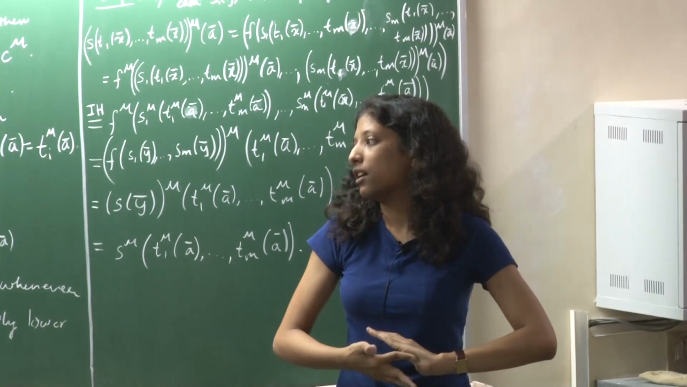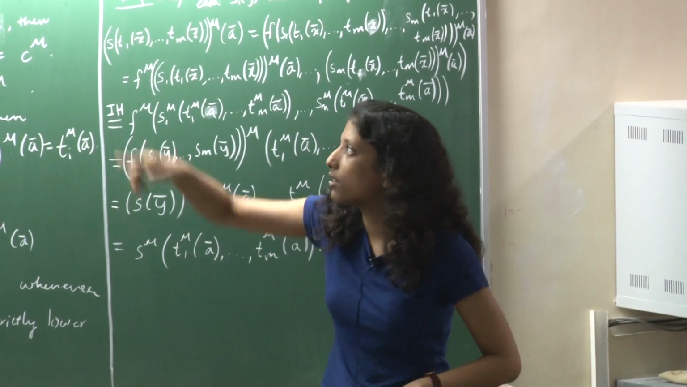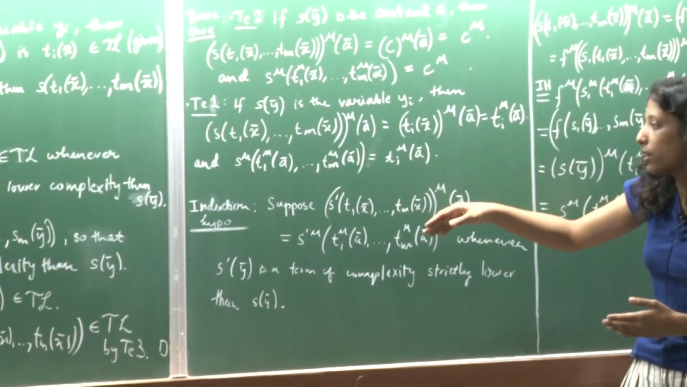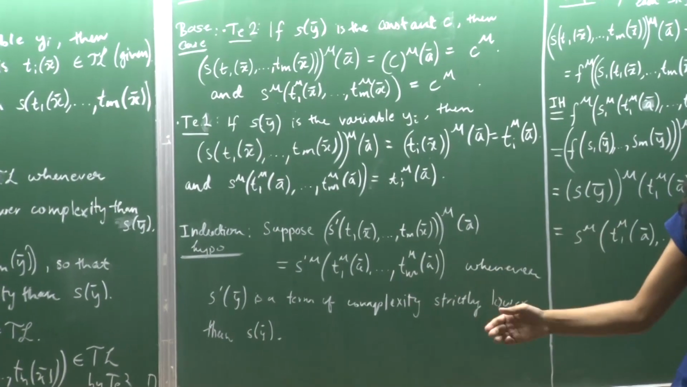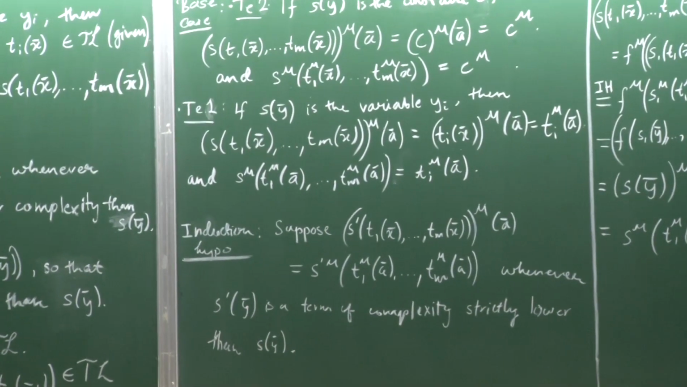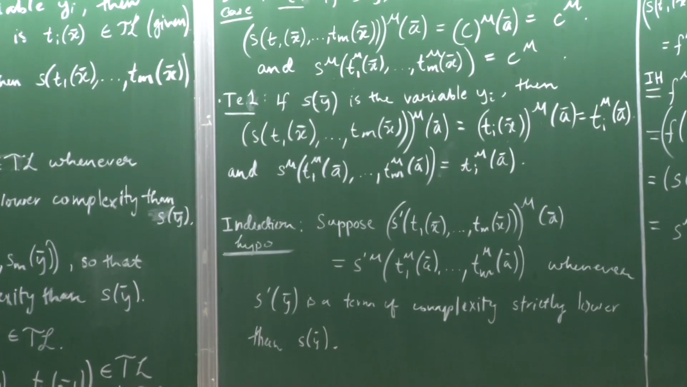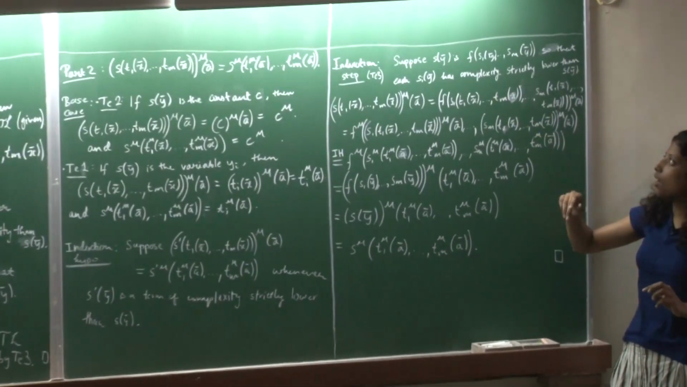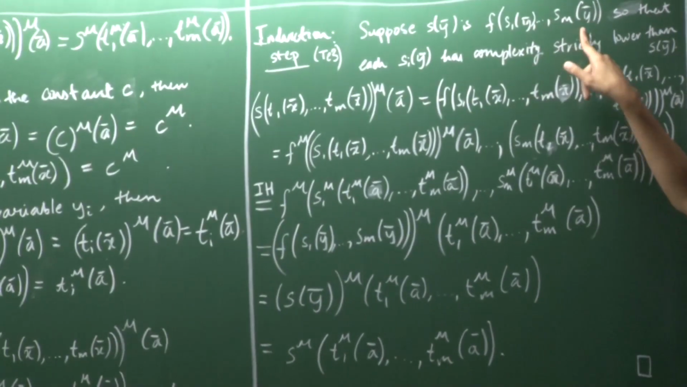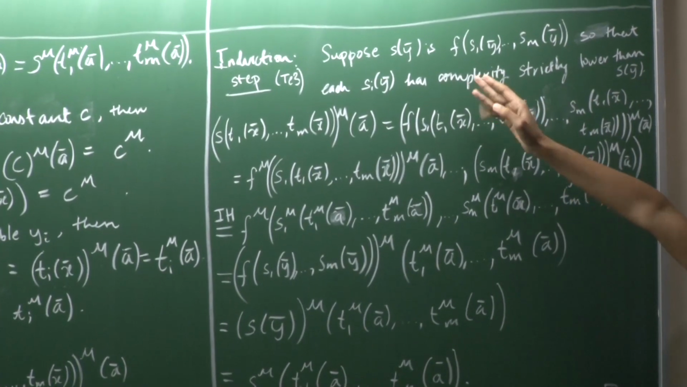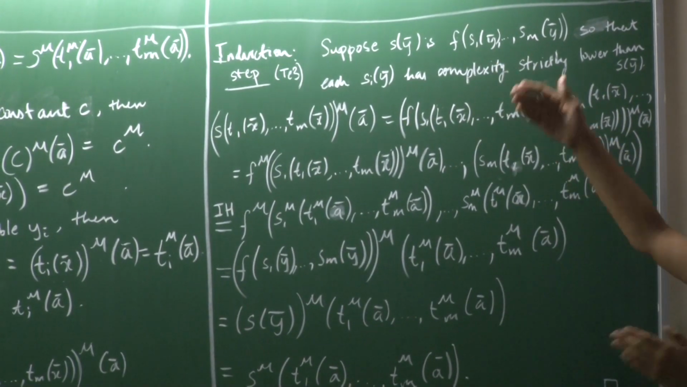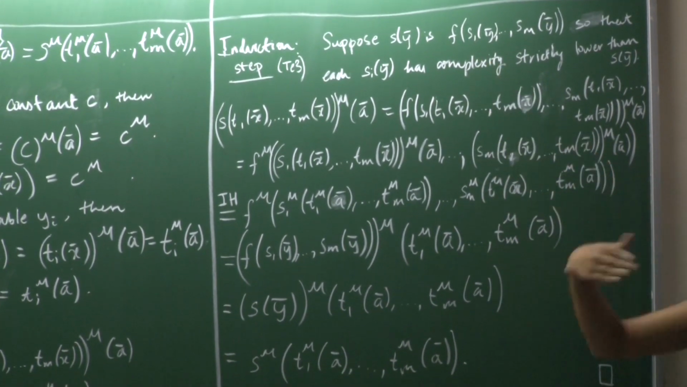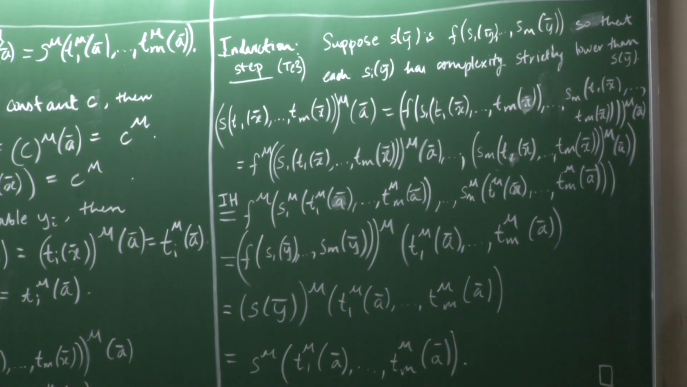Okay, so induction hypothesis, again the same thing. Suppose that the expression is true for S y bar whenever S y bar is a term of complexity strictly lower than S y bar. So you do the induction step, T3. Suppose that S y bar is of this form: it's the function f applied to S1 y bar up to Sm y bar, which would mean that the Si y bars are terms of lower complexity. So you can apply the induction hypothesis again.